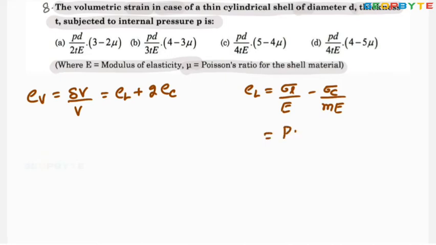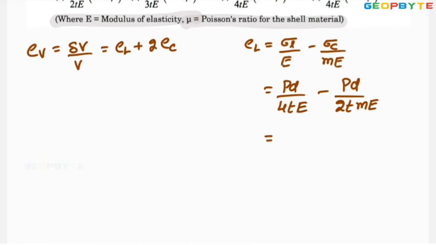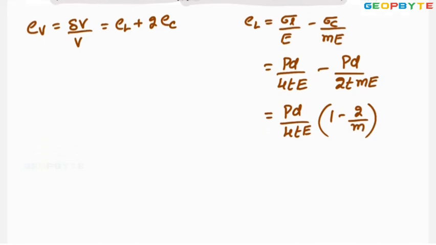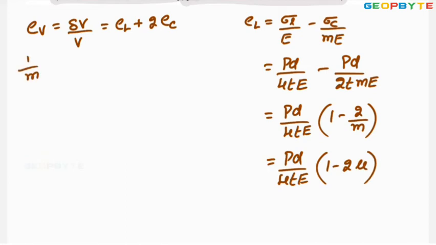Sigma L equal to PD by 4TE minus PD by 2TmE. Let us write the PD by 4TE outside: 1 minus 2 by m. It is equal to PD by 4TE into 1 minus 2 mu, because here Poisson's ratio 1 by m is given as mu, right?